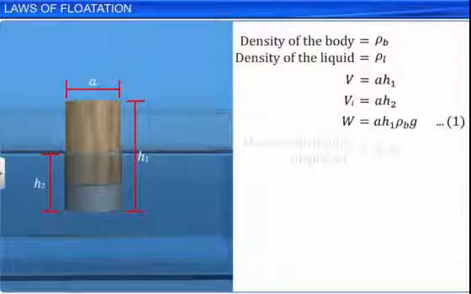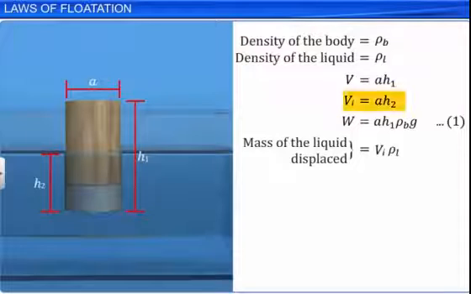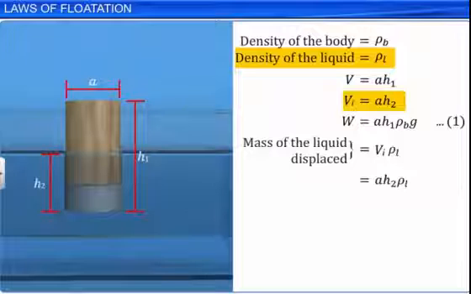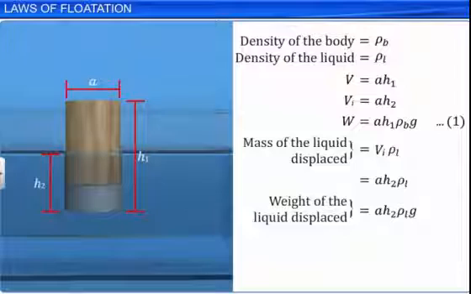Similarly, mass of the liquid displaced is equal to volume of the liquid displaced into density of the liquid, which is equal to V_I into rho L. This is also equal to A H2 rho L. Therefore, the weight of the liquid displaced is equal to A H2 rho L g. Let this be equation 2.